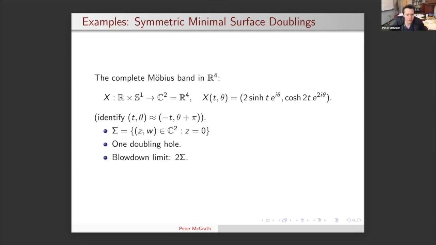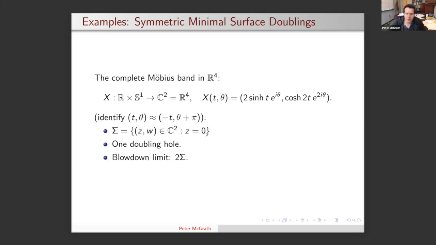If you write your coordinates in C2 like this, you can write it as a doubling of this z equals 0 plane. What you can see from this parameterization is that the second coordinate in C2 is roughly, at infinity, like the first coordinate squared. So you could think of this as asymptotically being like z equals plus or minus square root of w, and at infinity, those are the two sheets. And there's one doubling hole, the boundary of which is given by the curve, I think t equals 0 in this parameterization. And again, the blowdown limit is twice this two-plane in R4.